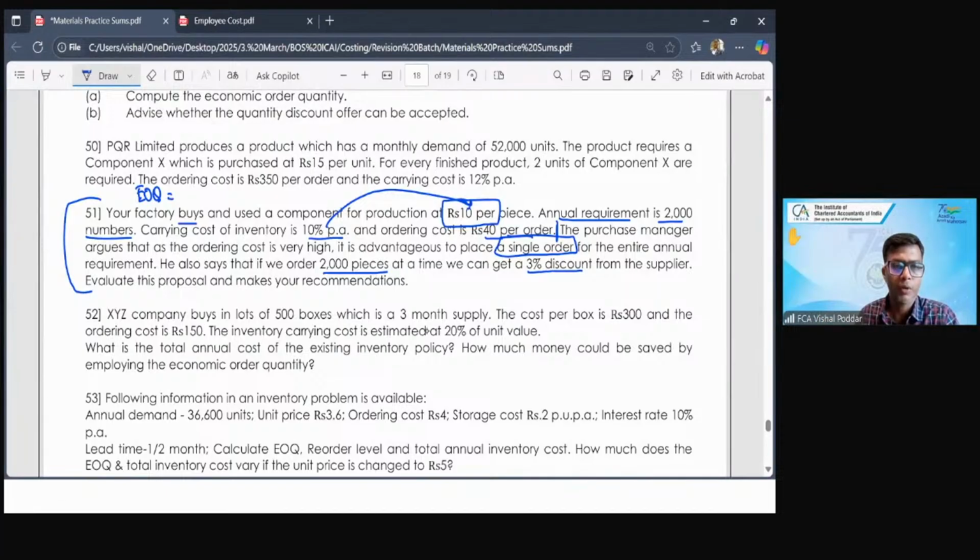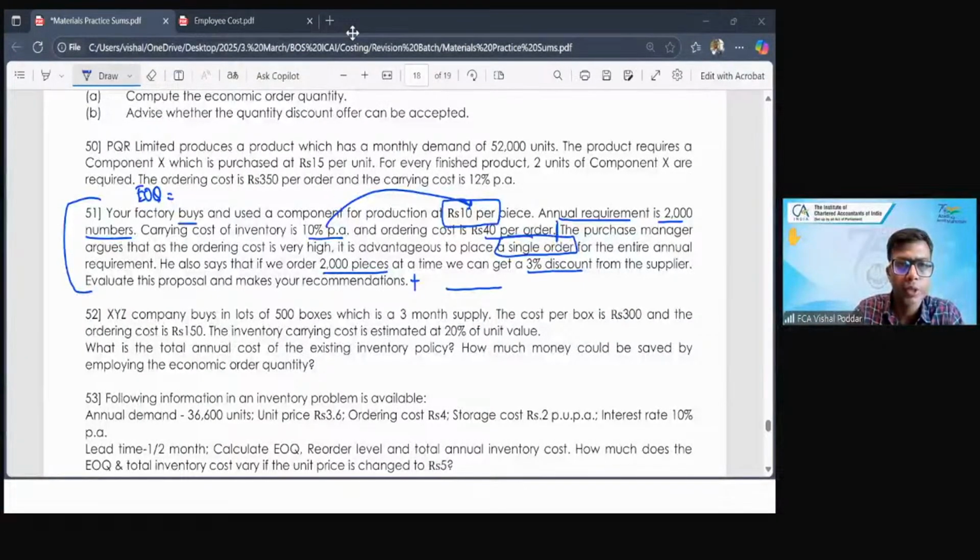Now they are saying evaluate this proposal and make recommendations. So basically you have to opine whether this is correct or not, whether this is beneficial or not. Now here I will be adding one more question later, which is the main adjustment which I want. But first let us solve this. Great, I am already having answers. That's a good sign.